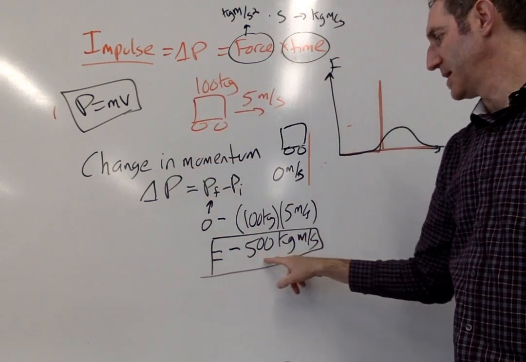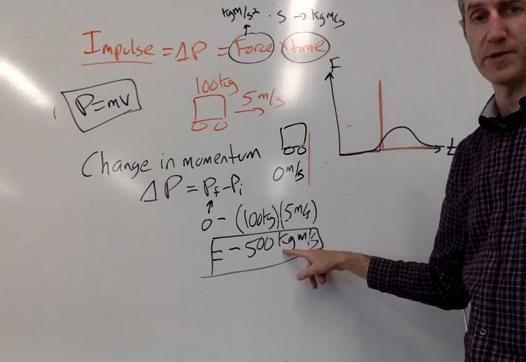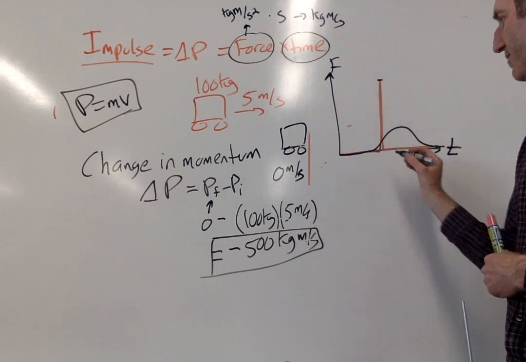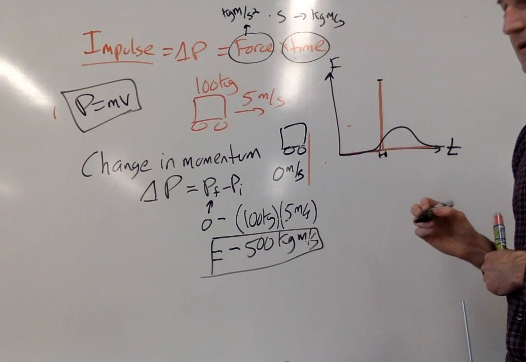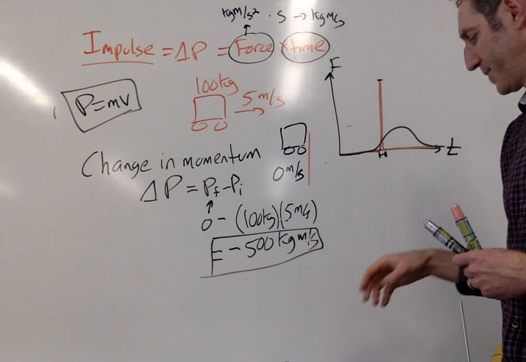As far as the car goes, it needs this much impulse in order to stop. It needs 500 kilogram meters per second of impulse in order to stop. Well, you can get that from, say, a really big spike in the force over a very short amount of time, or you can get a smaller force over a bigger amount of time.